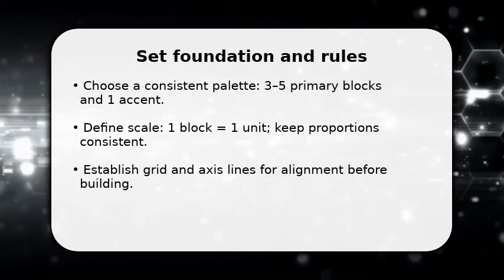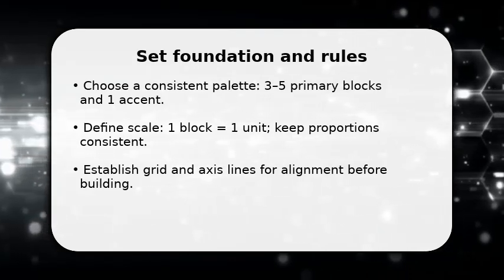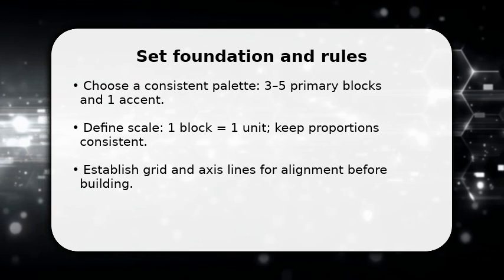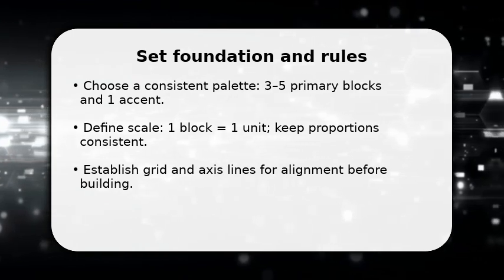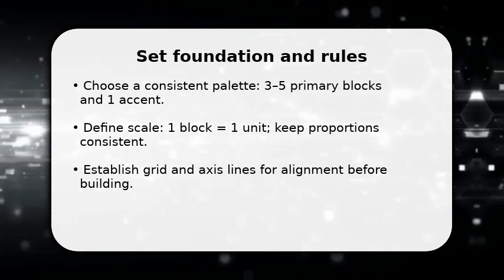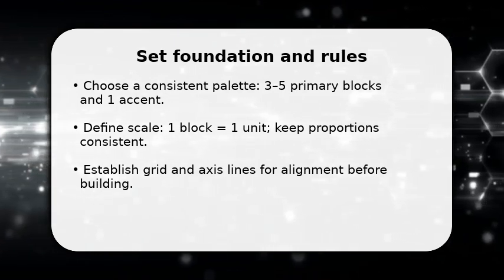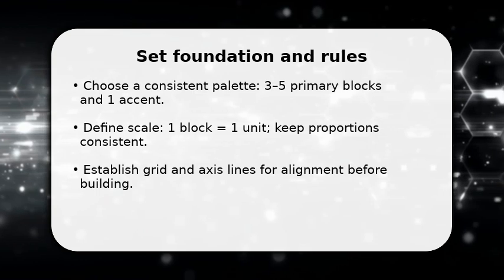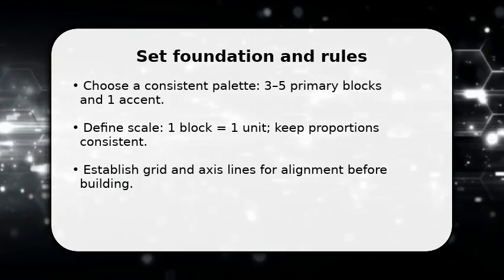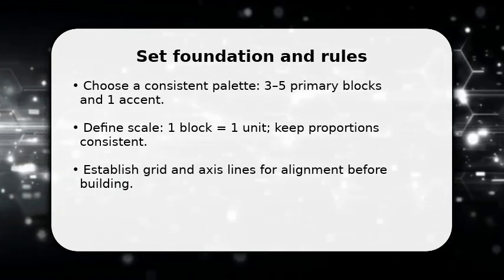You start by locking in the basics. Pick 3-5 primary blocks and one accent so every area reads as part of the same world. Next, set a scale rule, decide what a single block represents, and keep proportions consistent. Lay down a visible grid or axis lines to align roads, windows, and roof lines.